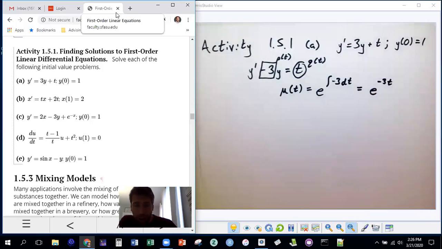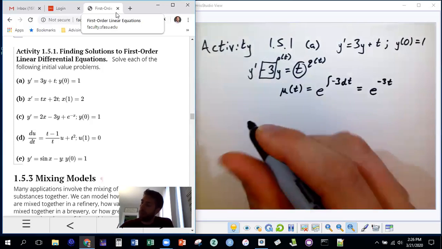Now, why do we not care about adding a plus c there? Because we only need a particular function whose derivative is that. And so this will serve us just fine. Adding a plus c there is just an unnecessary complication. So there's no plus c for that one.